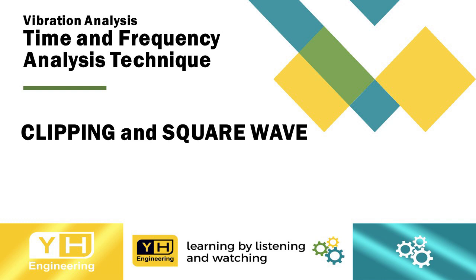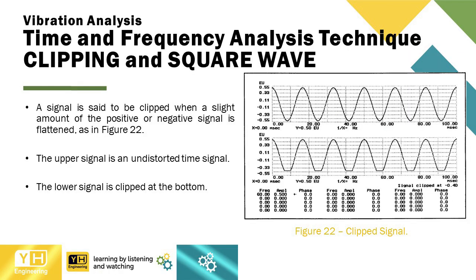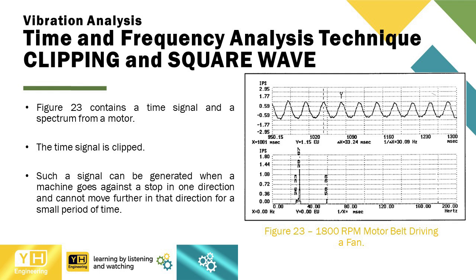Clipping in square wave. A signal is said to be clipped when a slight amount of the positive or negative signal is flattened, as in Figure 22. The upper signal is an undistorted time signal. The lower signal is clipped at the bottom. Figure 23 contains a time signal and a spectrum from a motor. The time signal is clipped.